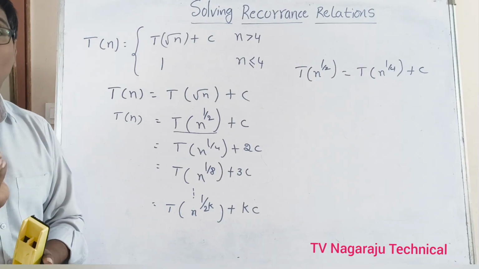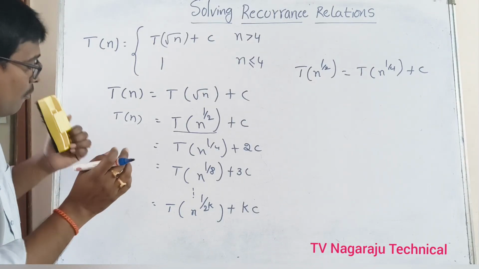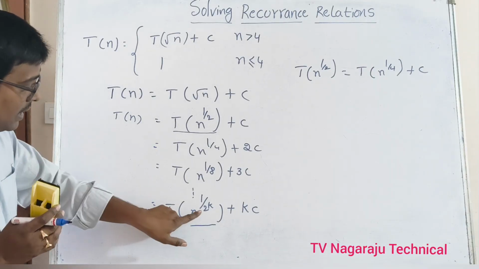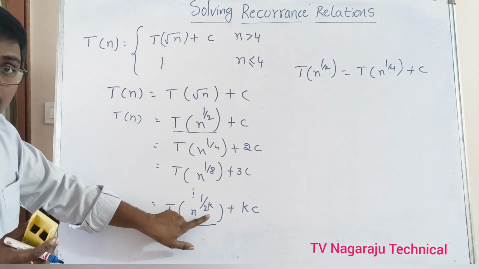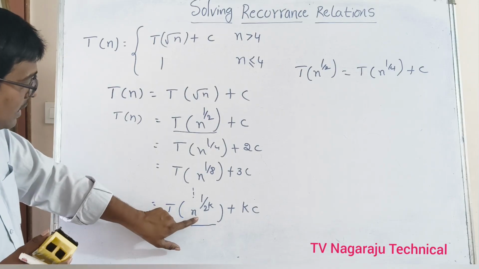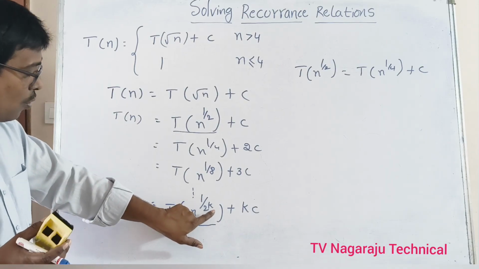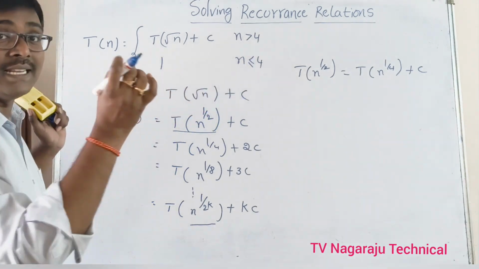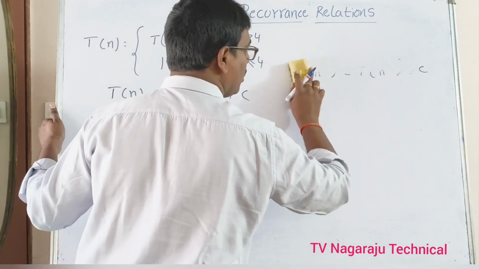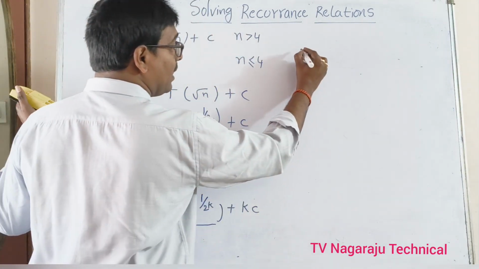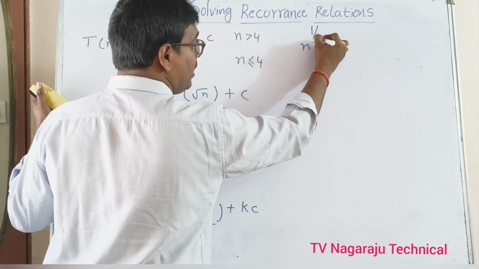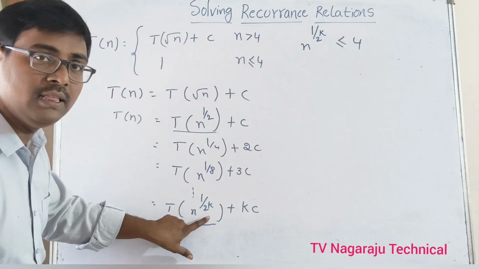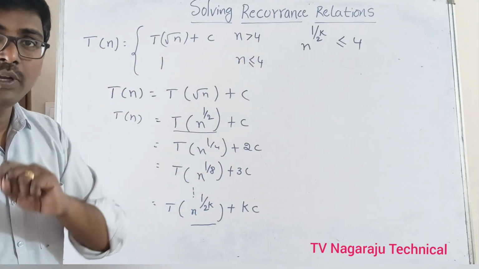Like this, whatever equation is given, you need to repeat up to k number of times. Now when are we stopping? Whenever this value is equal to 1. That is, n power 1 by 2 power k is less than or equal to 4, then only this value becomes 1, and then only we stop the condition.